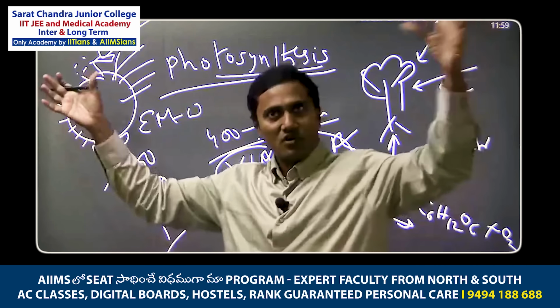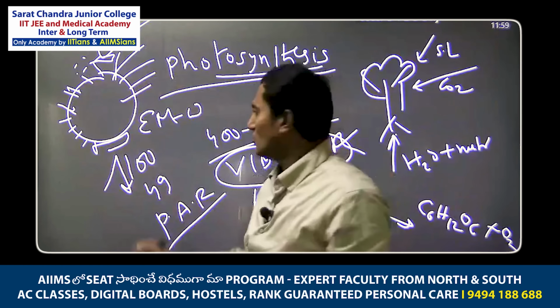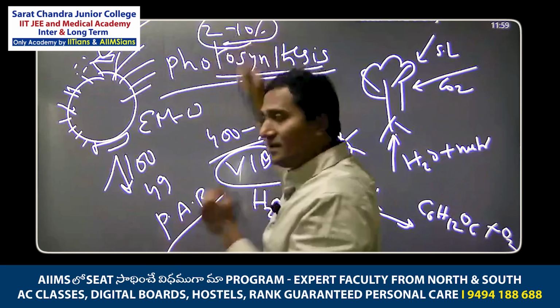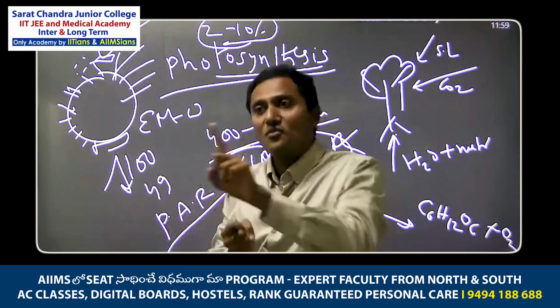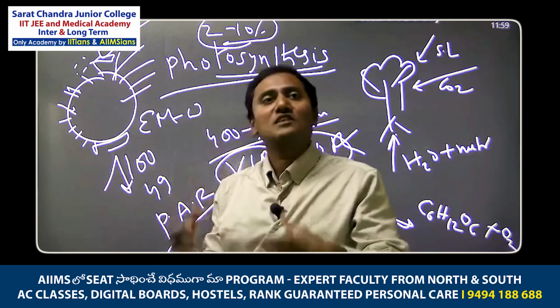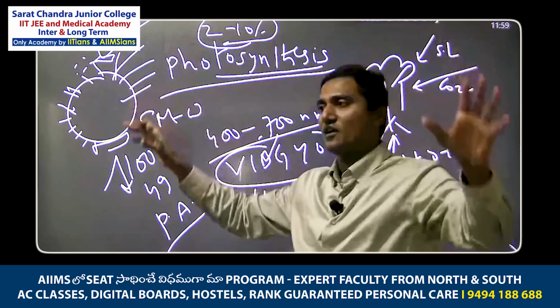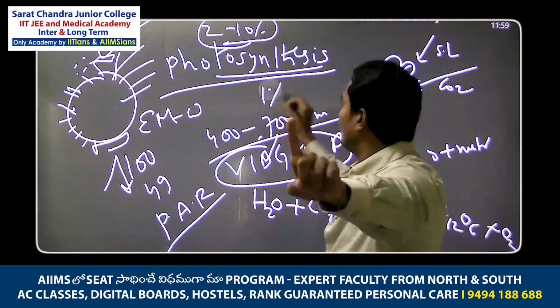So, of all the sun rays falling on the Earth, only some 2 to 10% will be taken by the plants. In those 2 to 10% also, only 1% can be used efficiently. The remaining is wasted. That's why you can say that out of all the sun rays falling on the Earth, only 1% of sun rays are utilized.